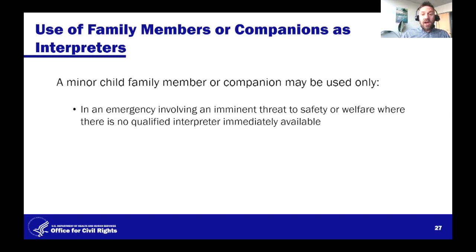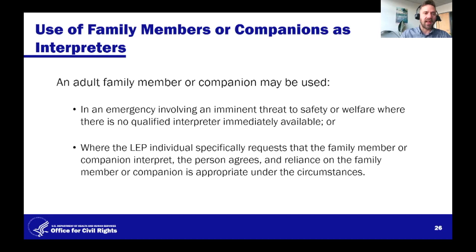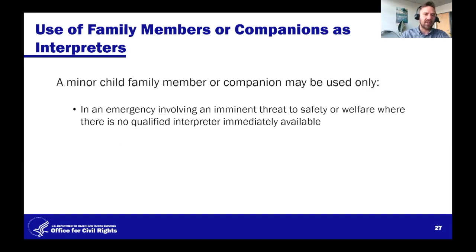A recipient may not rely on a minor child to interpret or facilitate communication, except in an emergency involving an imminent threat to the safety or welfare of an individual or the public, where there is no qualified interpreter for the individual with limited English proficiency immediately available. So again, this is similar to the last slide, except that this second prong is not present.